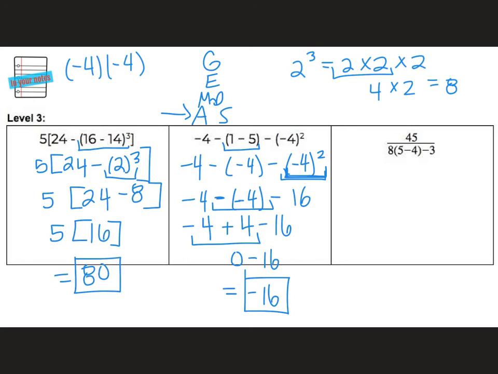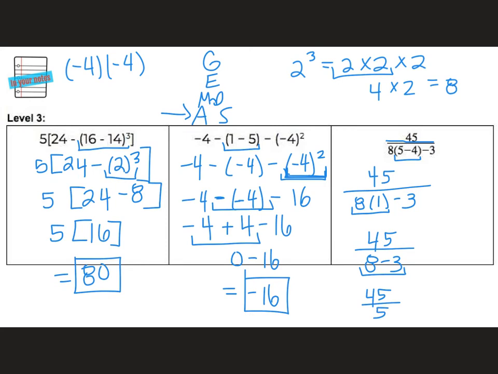And our last one here. We've got this big division sign, so we have to simplify the bottom before we can do anything further. So let's start with 5 take away 4 inside of these parentheses is going to give us 1. Now, again, we've got to simplify the bottom before we can divide this whole thing. So 8 times 1 gives us 8. And now on the bottom, 8 take away 3 is 5.